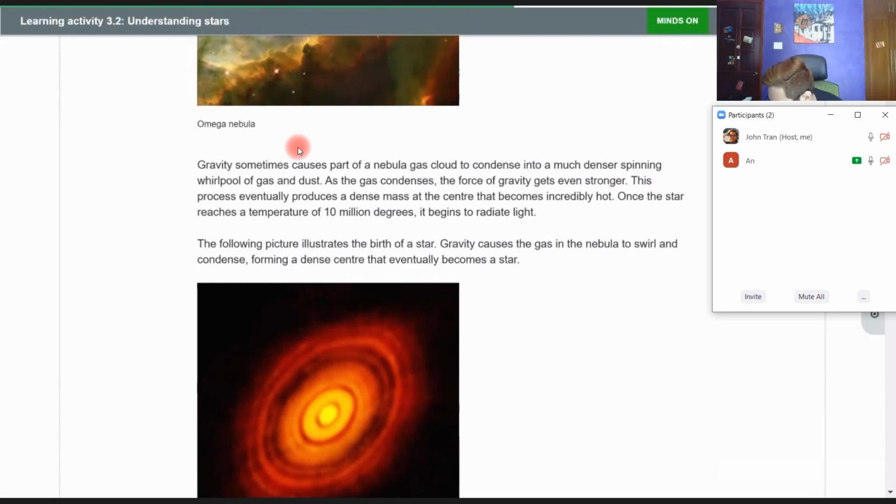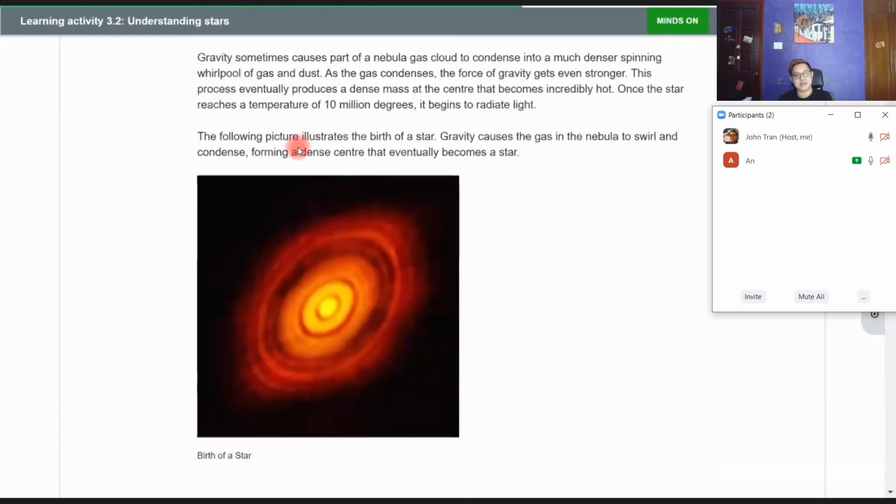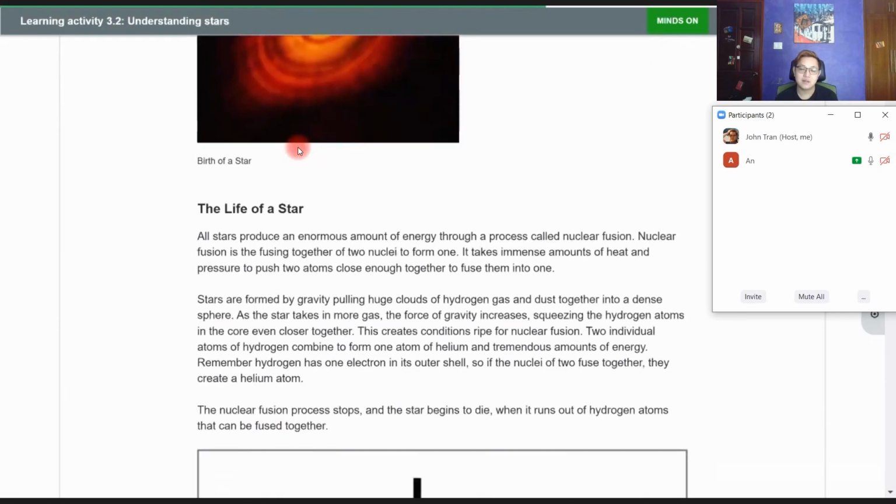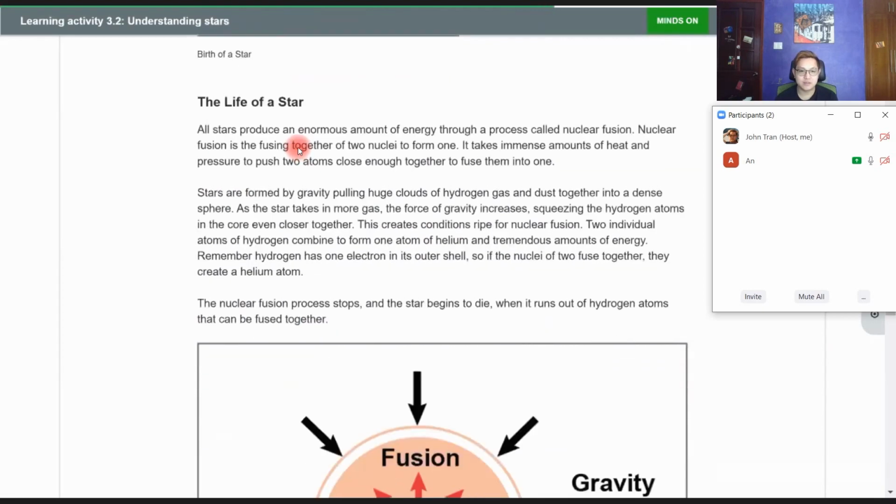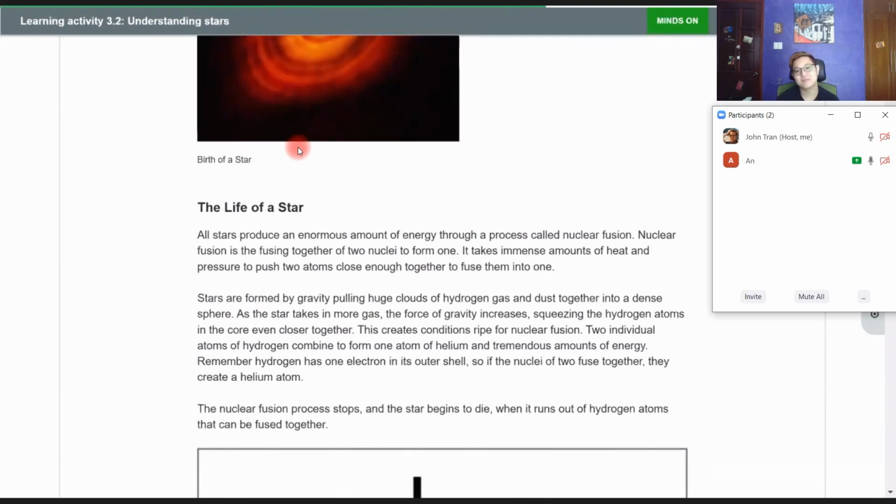The following picture illustrates the birth of a star. Gravity causes the gas in the nebulas to swirl and condense, forming a dense center that eventually becomes a star. Basically, they just get denser, denser, and denser until a star is born. It's not just the name of a song. Basically, A Star is Born is real. I mean, it just condenses, gets denser and denser, and finally becomes a star.